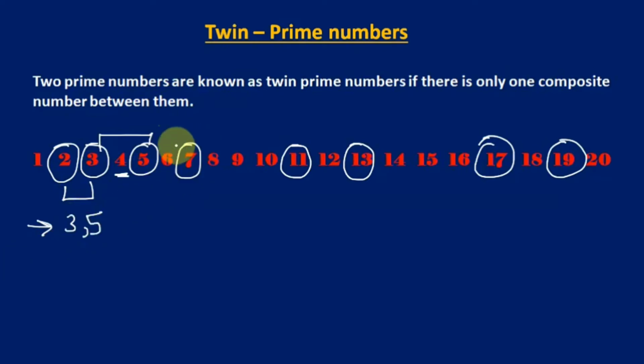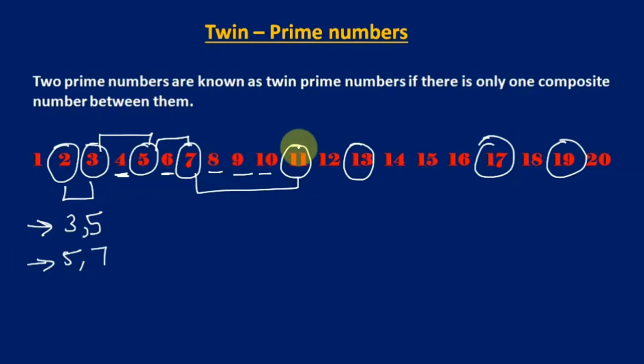Okay, now let's check another pair. 5 and 7 is also a twin prime number because there is one composite number between them. So our next pair is 5 and 7. Now 7 and 11 are not twin primes because there are three composite numbers between them. We want only one composite number between them.